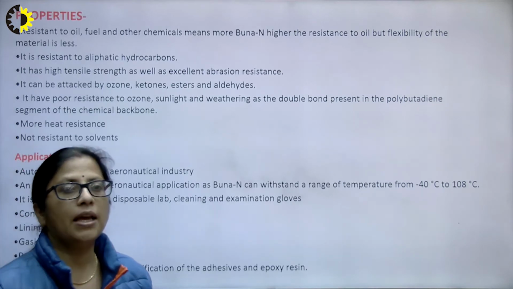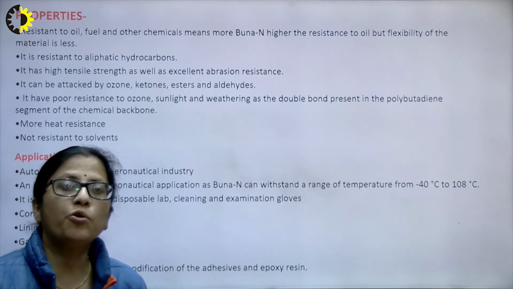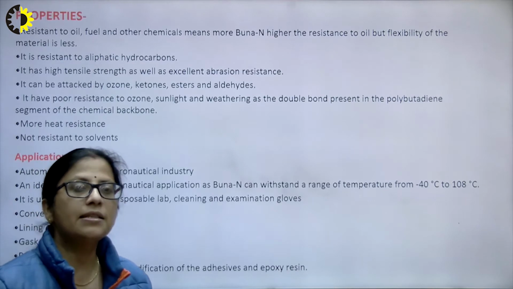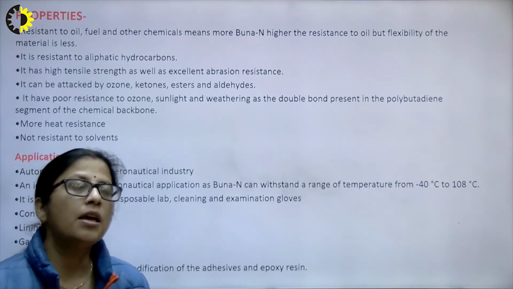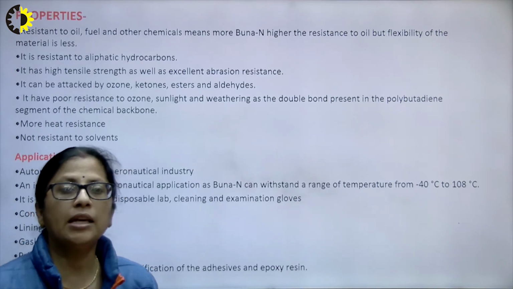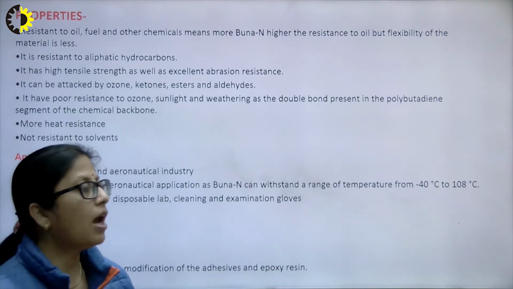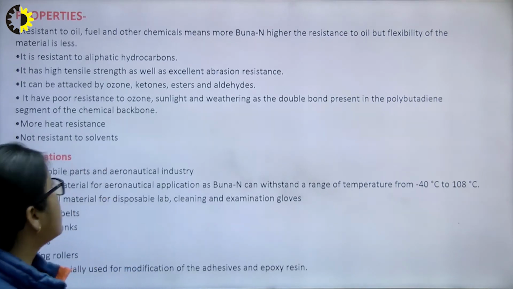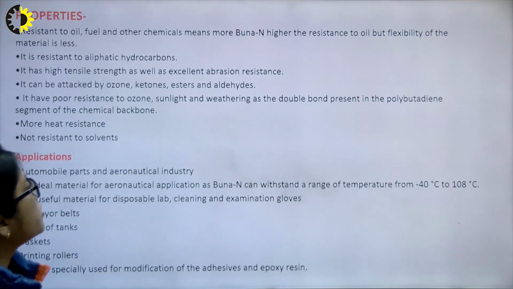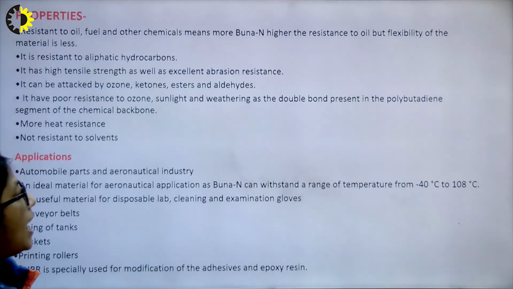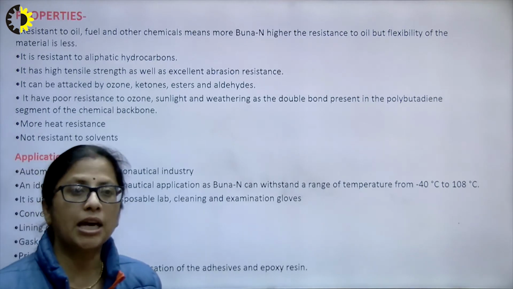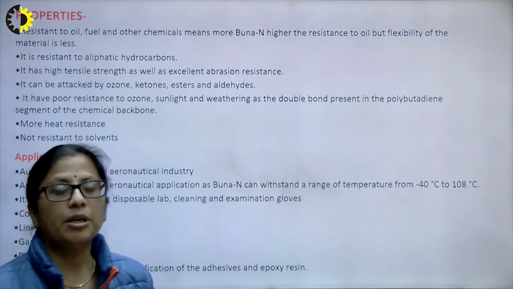But this Buna N can be attacked by ozone, ketones, esters and aldehydes. That means those groups which are polar in nature. Now, Buna N possesses low resistance towards ozone, sunlight and weathering, as the double bond is present in the butadiene segment of the chemical backbone.